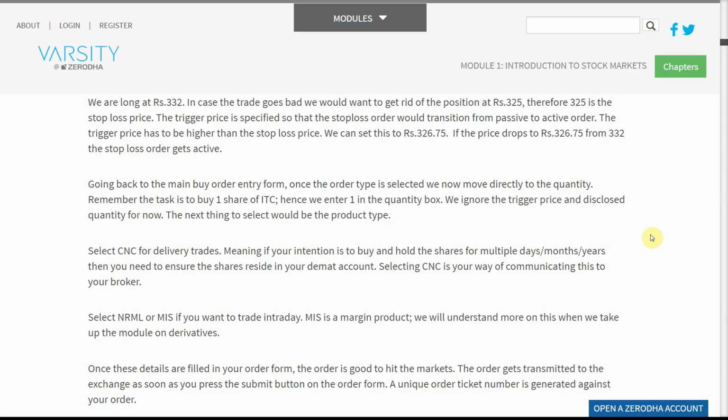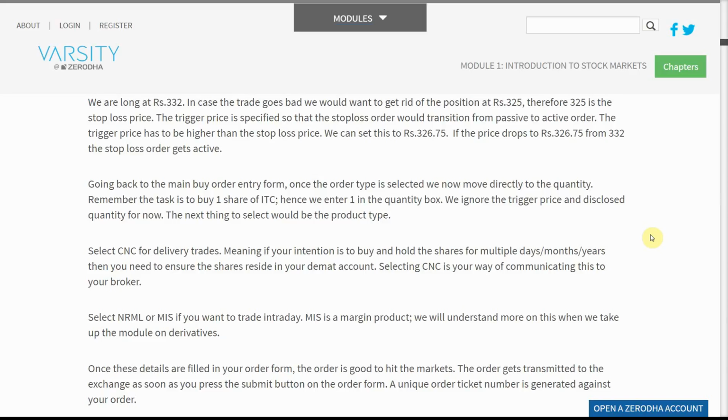Meaning if your intention is to buy and hold the shares for multiple days, months, years, then you need to ensure the shares reside in your Demat account. Selecting CNC is your way of communicating this to your broker. Select NRML or MIS if you want to trade intraday. MIS is a margin product. We will understand more on this when we take up the module on derivatives.